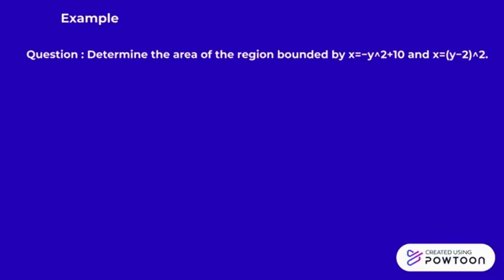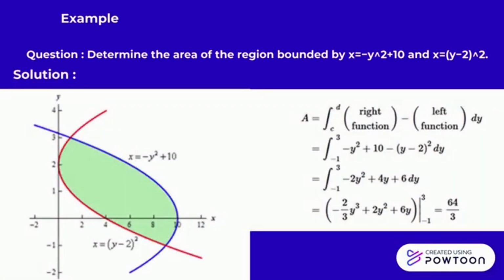The question is, determine the area of the region bounded by x equals negative y squared plus 10 and x equals (y minus 2) squared. And the solution is, first step, we draw the graph and we know what is the right function and the left function. Then we use right function minus left function and integrate it, we will get the answer.